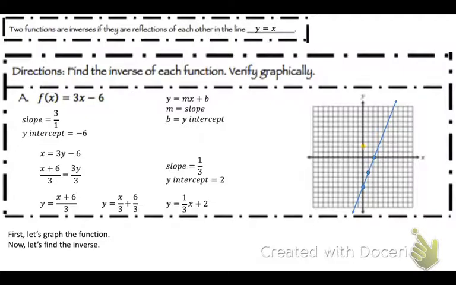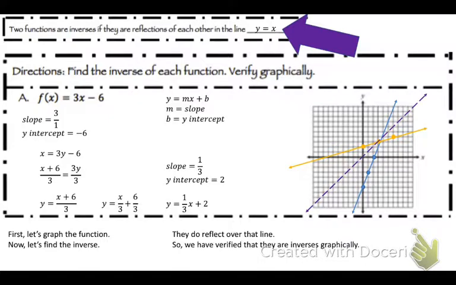So I'm going to go up to 2 and draw that point. Now my slope is 1/3, so I go up 1 over 3, and again up 1 over 3. I can draw that line. Now I have my two lines, and I just need to see if they reflect over the line y equals x. There's that line right there. They do reflect over that line, so we have verified that they are inverses.